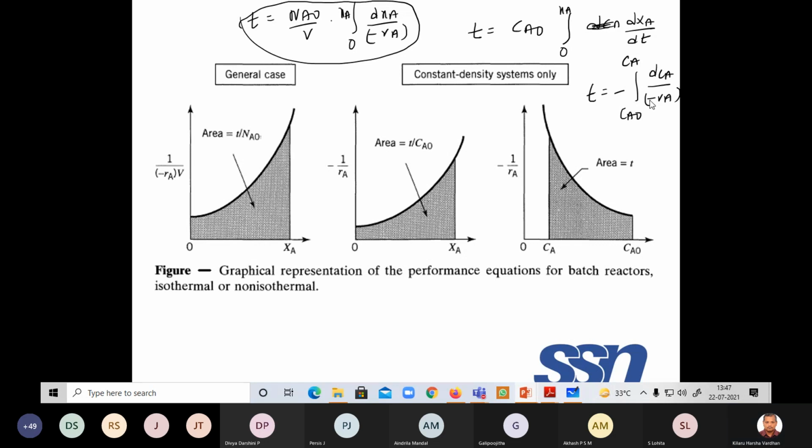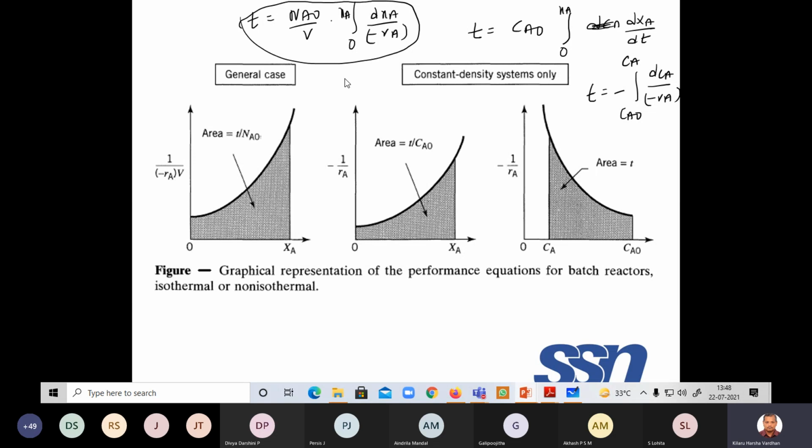So how to write this in terms of a graph? Because finding this integral is not that easy. What we have to do is draw a graph with the y-axis as minus RA into V, and the x-axis as XA. Then the area under the curve will give us the result.